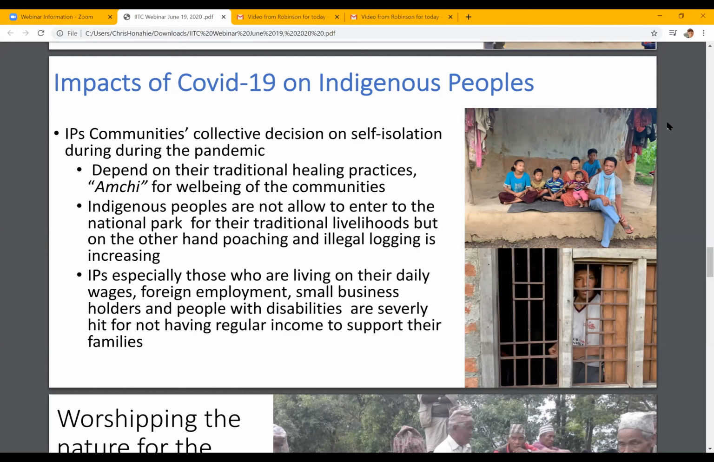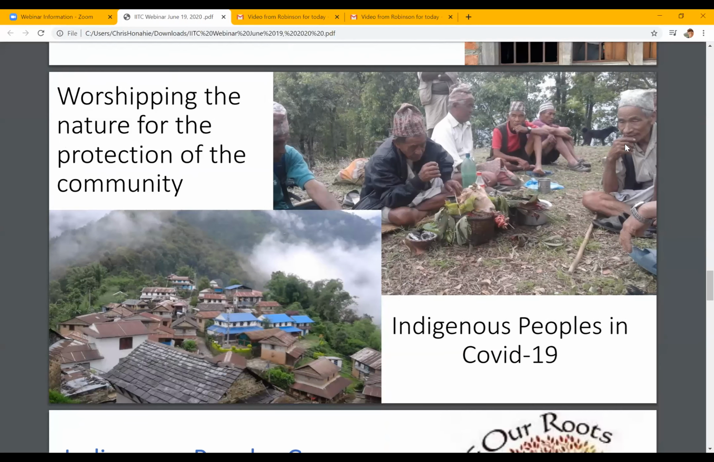In this pandemic, especially the poor indigenous people, those living on day-to-day wages, small business holders, and persons with disabilities are severely hit, because it has a really negative impact on their regular income to support their family. Despite their efforts to protect their communities, COVID has still impacted the continuity of their livelihoods. Next, please. I hope I'm not moving too fast for the translator.